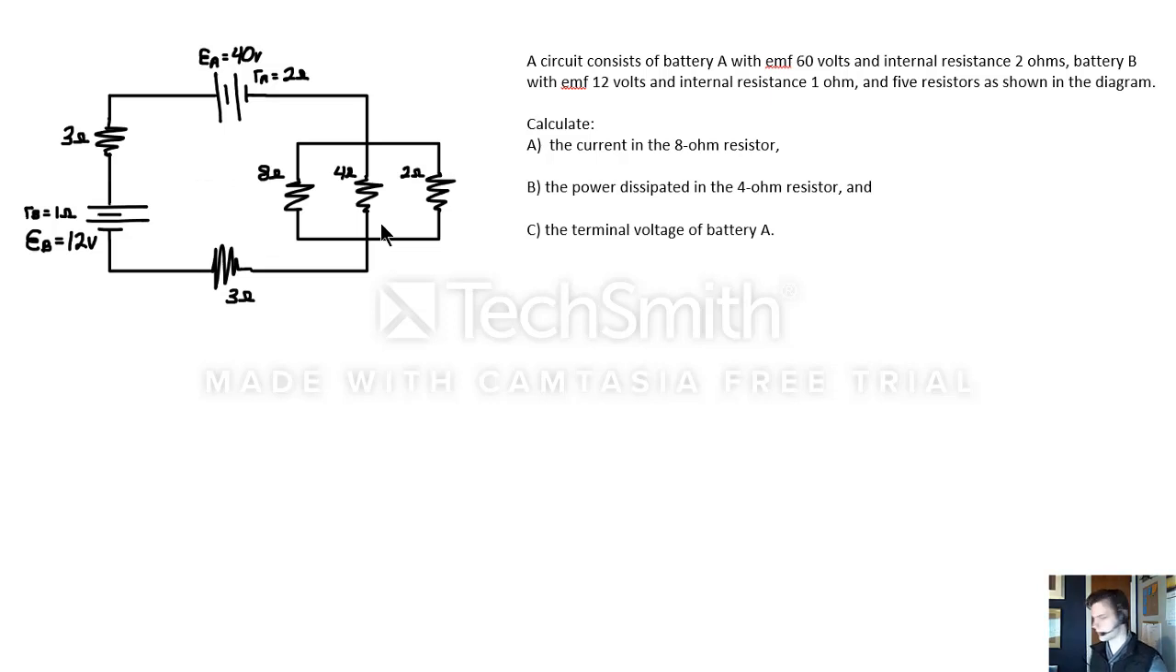A circuit consists of battery A with EMF 60 volts and internal resistance 2 ohms. Then battery B with EMF of 12 volts, that's this one over here, and internal resistance 1 ohm, and 5 resistors as shown in the diagram. The first thing we're asked to calculate is the current in the 8 ohm resistor. So we'd be interested in the I through that one.